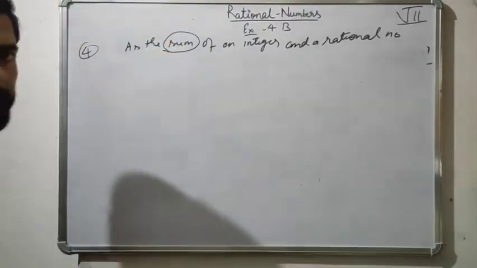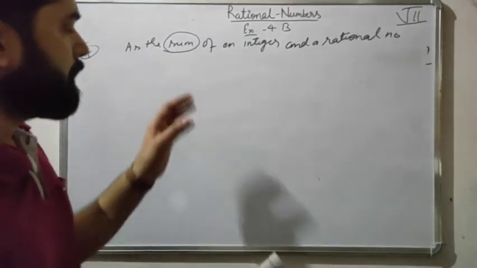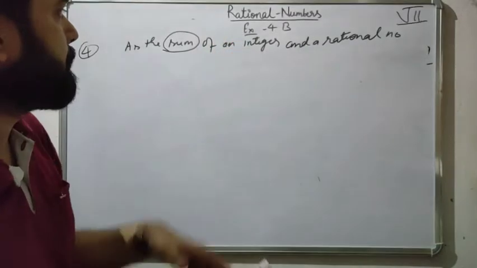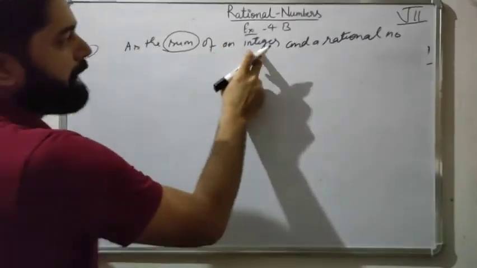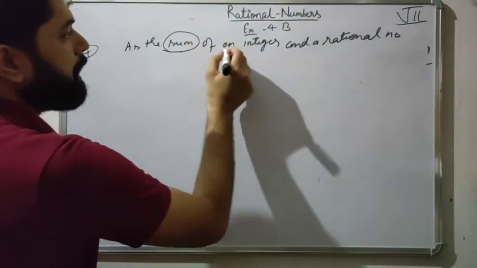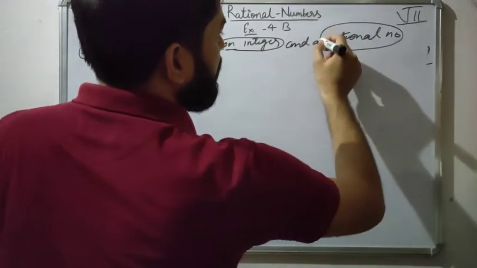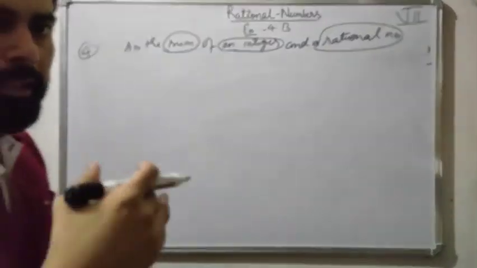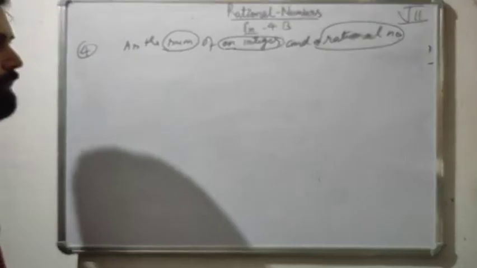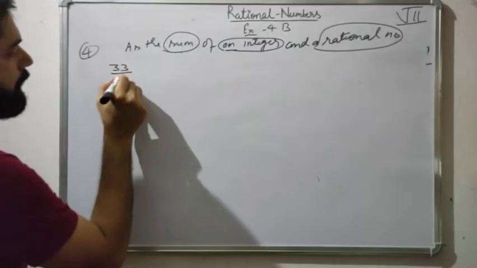What is the heading saying? Sum of an integer. S.Chand, this is a mathematics book, which publication? S.Chand, and this is the solution of exercise 4b. So as the sum of an integer and a rational number, both will be written separately. So what is the first question? First question is 33 upon 8.